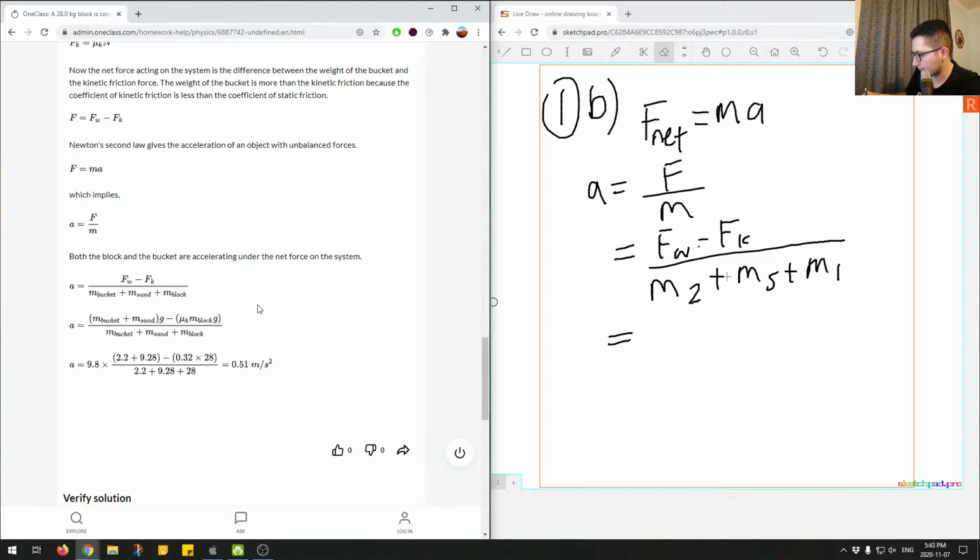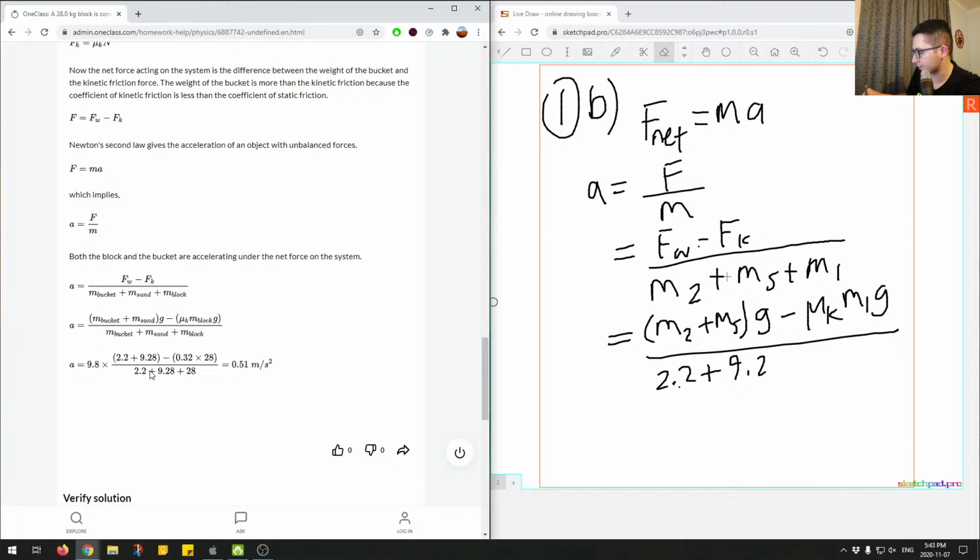So we have M2, which is the mass of the bucket, plus MS, which is the mass of the sand, times the acceleration due to gravity, minus the second component, which is the coefficient of kinetic friction, times M1 times gravity. And this is divided by, essentially, 2.2 plus 9.28 plus 28.